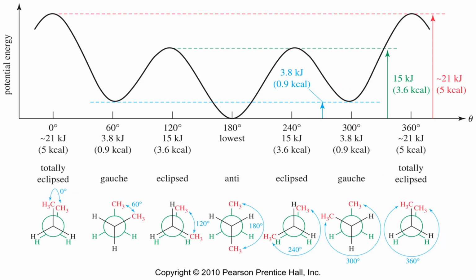Torsional energy of butane. A graph of relative torsional energy of butane conformations is shown. All the staggered conformations, anti and gauche, are lower in energy than any of the eclipsed conformations. The anti conformation is lowest in energy because it places the bulky methyl groups as far apart as possible. The gauche conformation, with the methyl groups separated by just 60 degrees, is 3.8 kilojoules higher in energy than the anti conformation because the methyl groups are close enough that their electron clouds begin to repel each other.